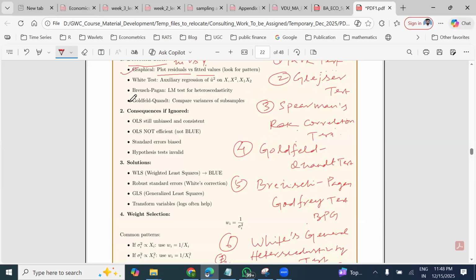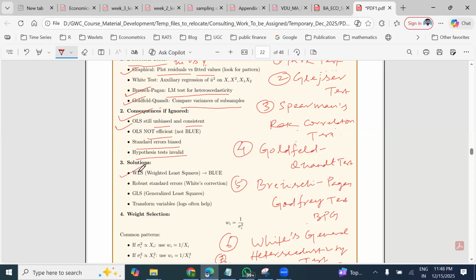As I told you, the Breusch-Pagan test is written over here. Breusch-Pagan test uses the LM test. Goldfeld-Quandt test compares the variance of the subsamples. Consequences if heteroscedasticity is ignored: OLS is still unbiased and consistent, but it is not efficient. Standard errors are biased, and hypothesis testing is invalid.